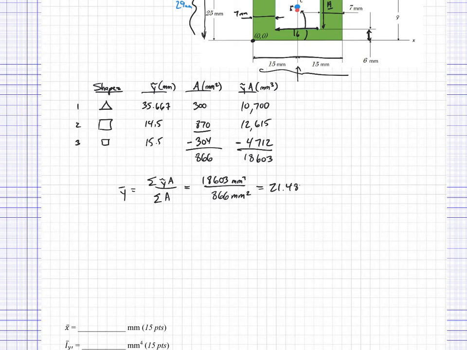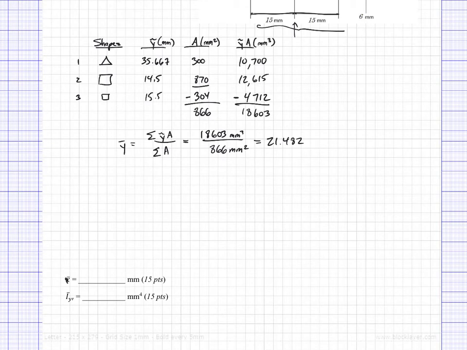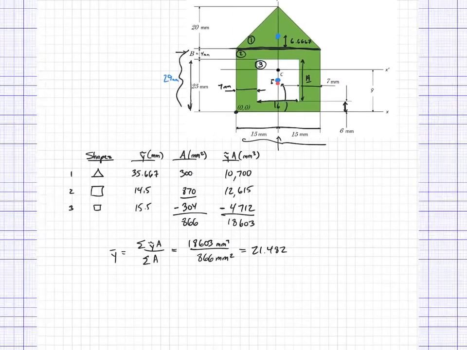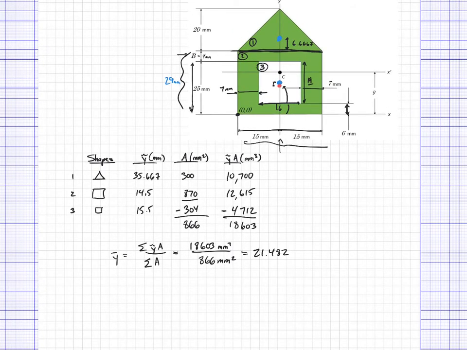21.482. Okay. Ooh, this is a typo. That should be y bar equals 21.5 millimeters. Cool. All right, so now we've got that. Okay, so now we need to get the moment of inertia.